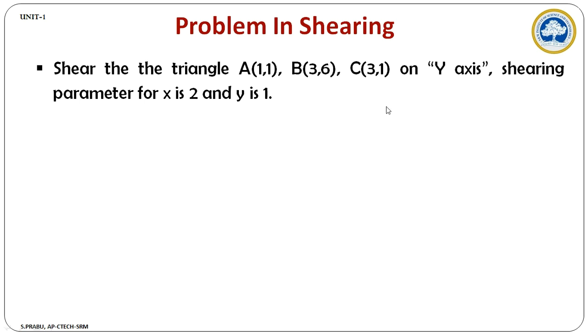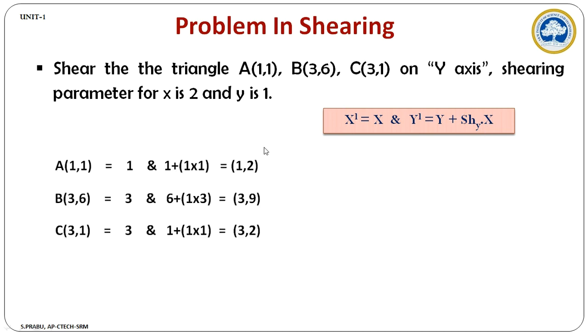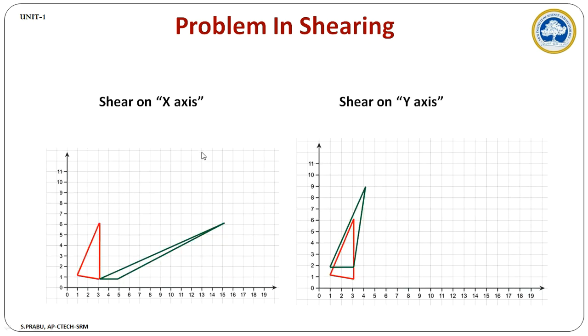Suppose in a question the shearing is to be applied along the y-axis, then you can use this formula. Keep the x value the same, and for the y value, you add the previous y value and the shearing factor for y multiplied by the previous x coordinate value. So apply this to each vertex, and I get the new coordinate values. Then I visualize the output. First I draw the original triangle using the given values and draw the new triangle after applying the shearing about the y-axis. So in this way you can solve the shearing problem.